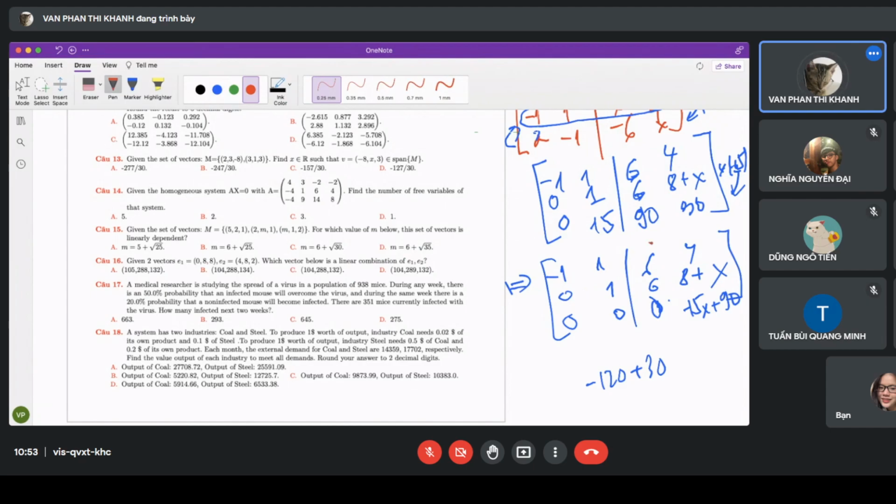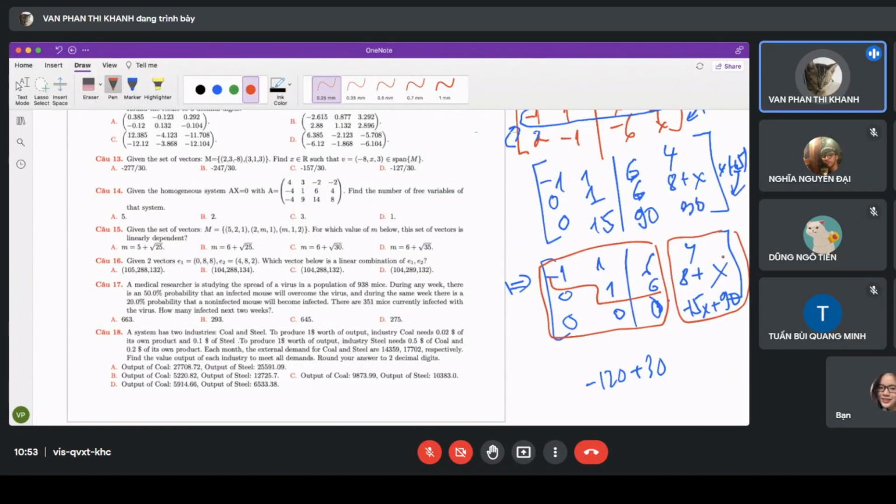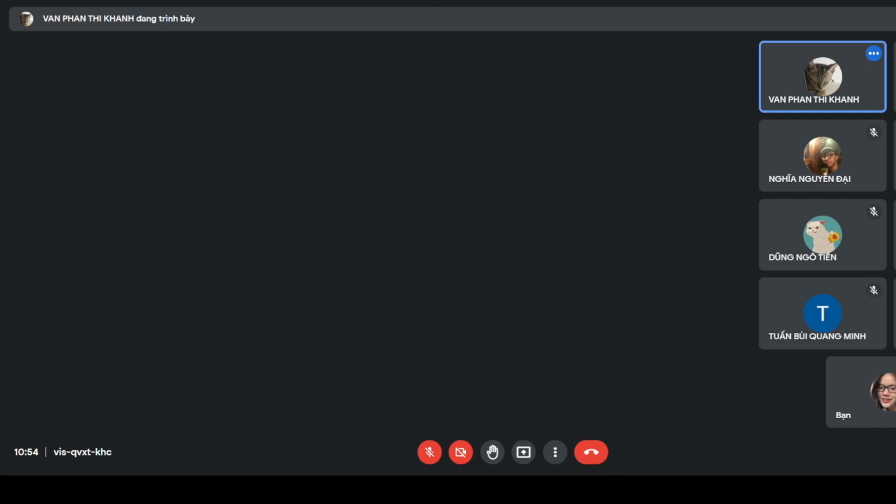So you see that for the first system, do we have a solution? Yes, already. And for the second one, rank A must equal rank of the augmented matrix AB. Okay, what does it mean? Here, minus 15x plus 90 must equal 0, right? So x must be 6, right?